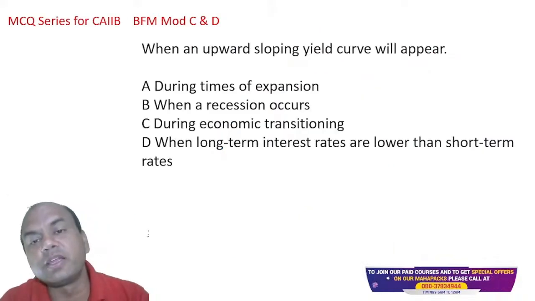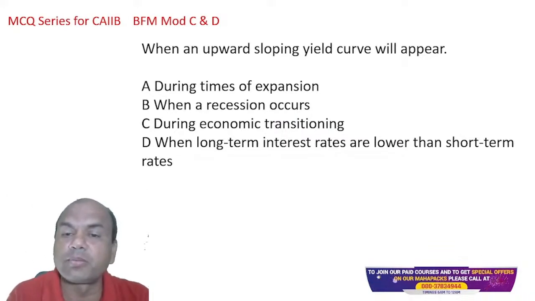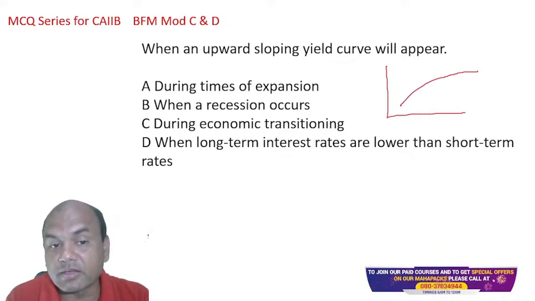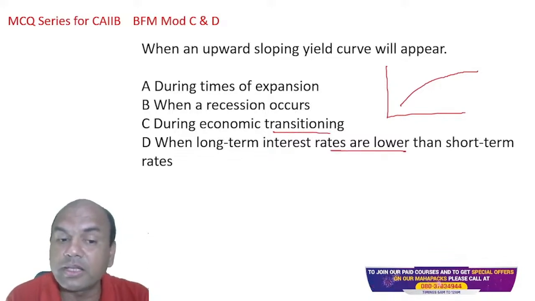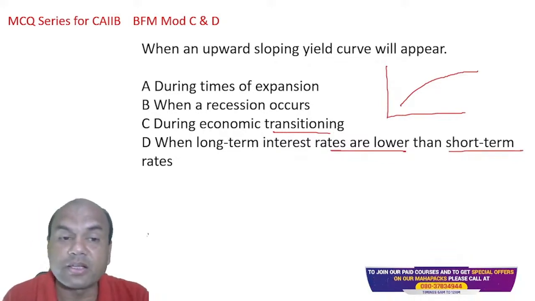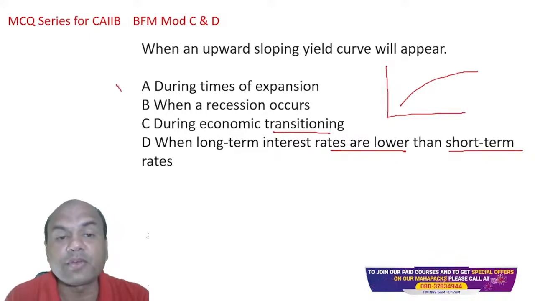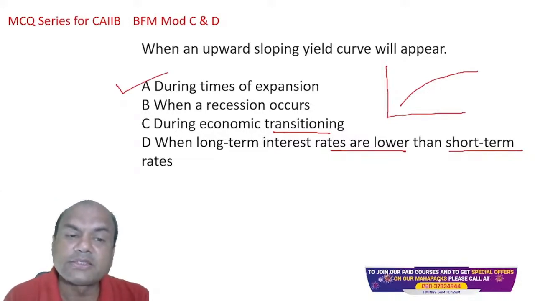When will an upward sloping yield curve appear? Upward means just now we saw this one. When will this appear? A: during the times of expansion; B: when the recession occurs; C: during economic transition; D: when long-term interest rates are lower than the short-term interest rates. Long-term are lower than short-term. So when will this occur? I want it in the comment section. A, B, C or D? It is during the times of expansion. A.